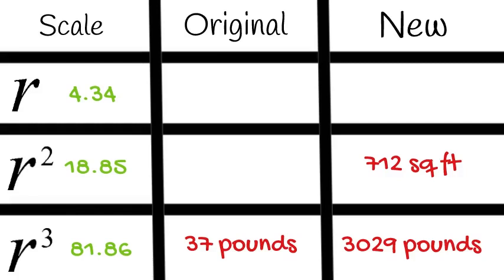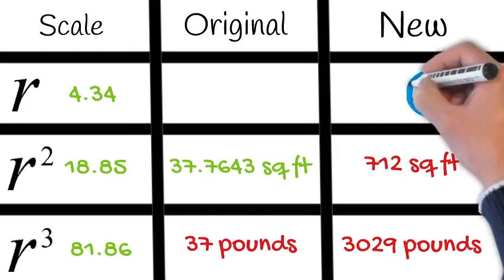And now we're almost there. To get the r squared original value, we just need to take 712 divided by 18.85. So we're going to do 712 divided by answer. And we need to make sure that we use that answer button. Otherwise, we won't get all those digits. Your digits should be exactly the same as mine if you did it on your calculator.